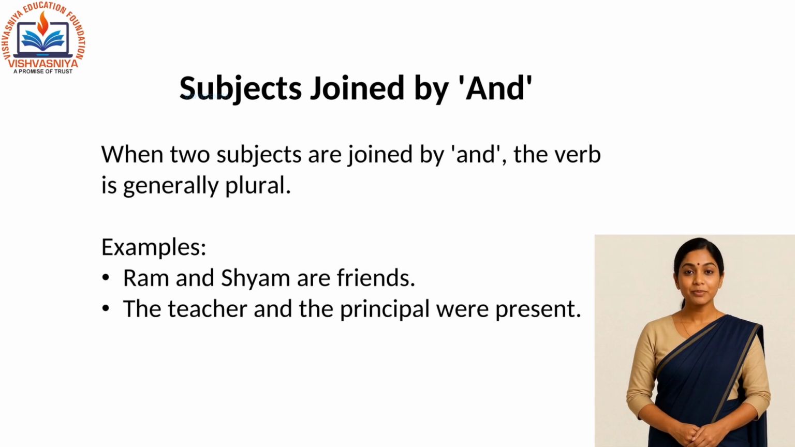Now, when two subjects are joined by the word and, the verb is usually plural because the sentence refers to more than one person or thing. For example, Ram and Shyam are friends. The teacher and the principal were present. Here, we clearly talk about two different people.